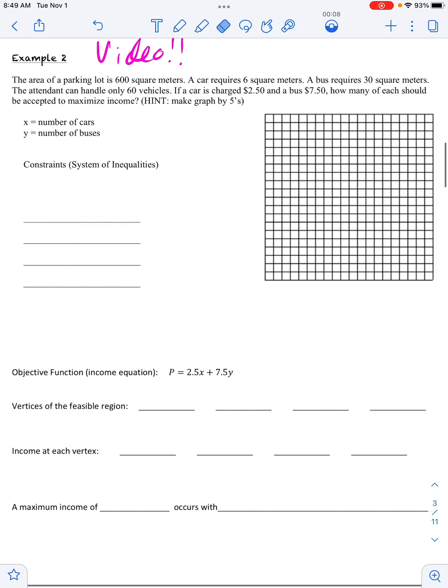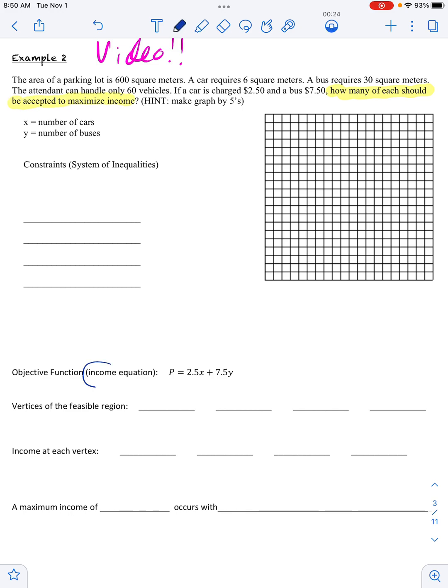All right, let's do one more of these together. Like I keep recommending, when you start these, the smartest thing to do is read the question first. It'll tell you what you need for X and Y and help you figure out what to maximize. So this one says, how many of each should be accepted to maximize income?